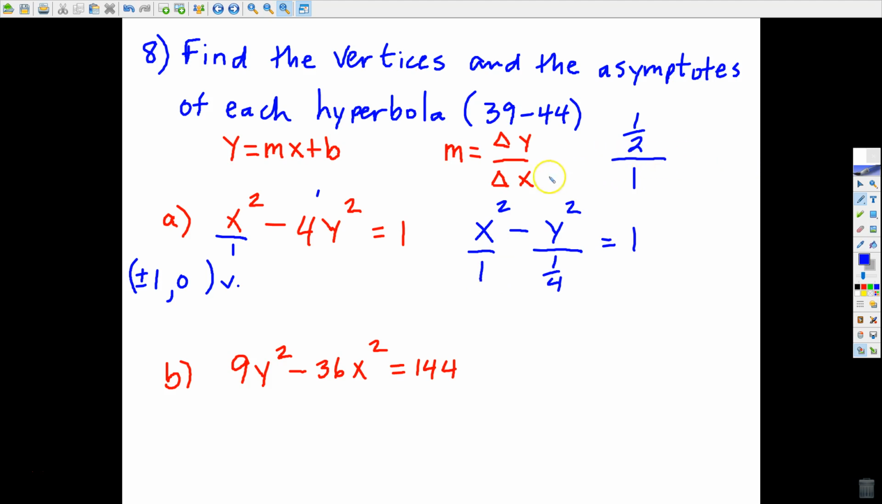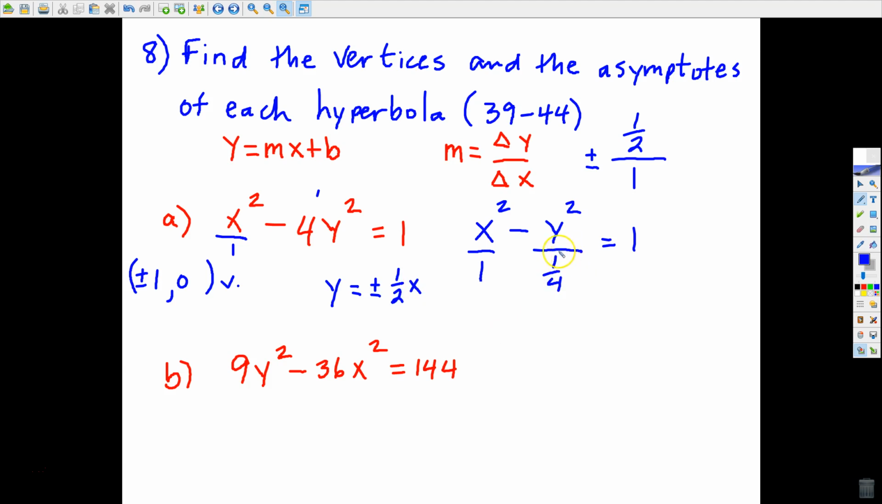Since there are two lines, remember we made an x with those two asymptote lines, it would be plus minus 1/2 x. The slope that we came up with is 1/2. So to finish that off, the equation to represent my asymptote lines would be y equals plus minus 1/2 x.